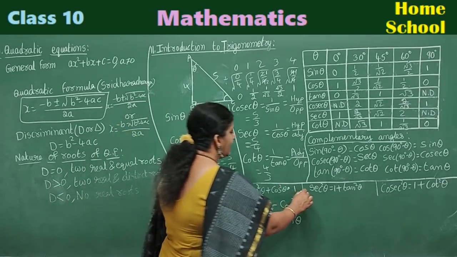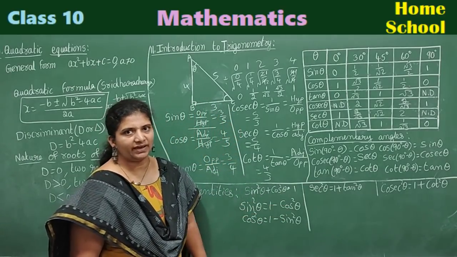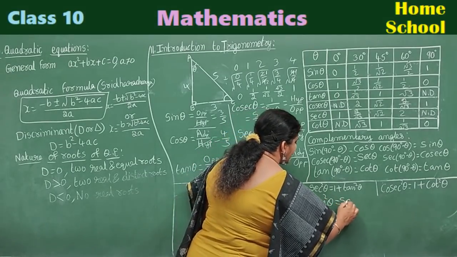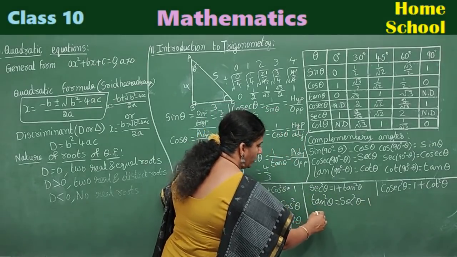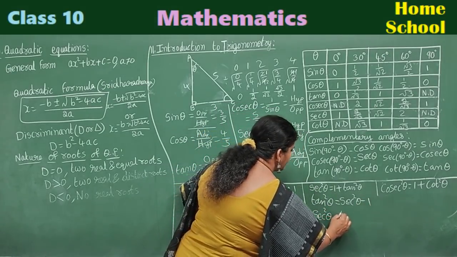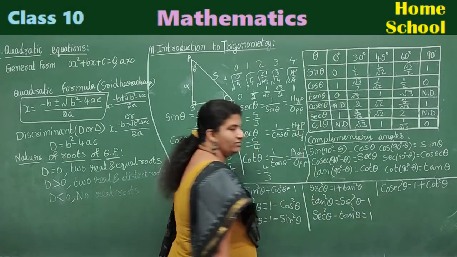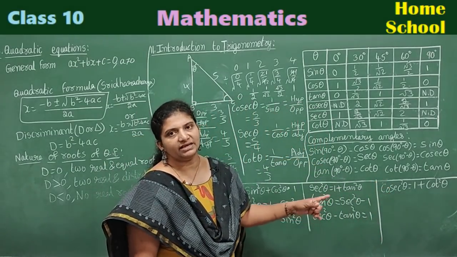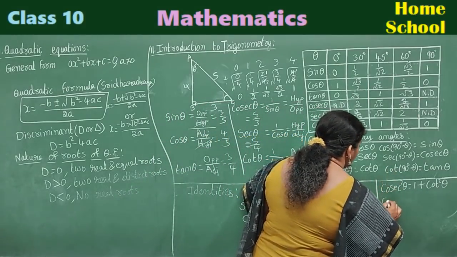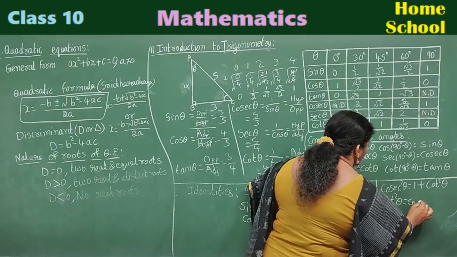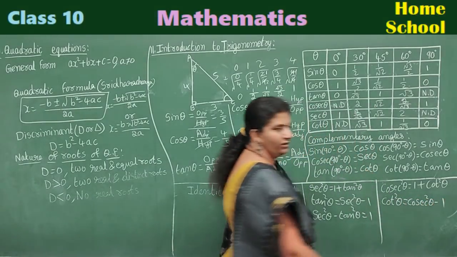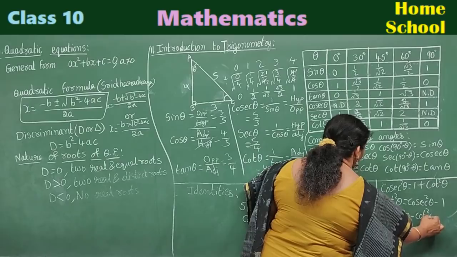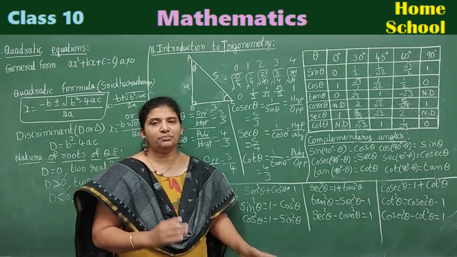In the same manner, secant square theta is equal to 1 plus tan square theta. You can rewrite this as tan square theta is equal to secant square theta minus 1, or you can rewrite that as secant square theta minus tan square theta is equal to 1. Coming to your last identity, cosecant square theta is equal to 1 plus cot square theta. Rewrite this as cot square theta is equal to cosecant square theta minus 1, or cosecant square theta minus cot square theta is equal to 1. Any way you can apply in the problem, children.